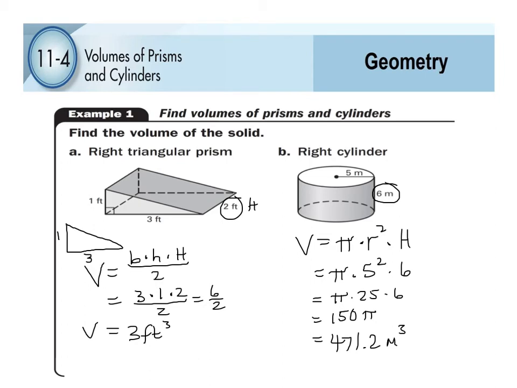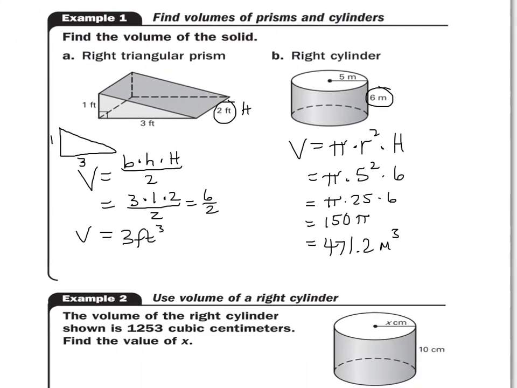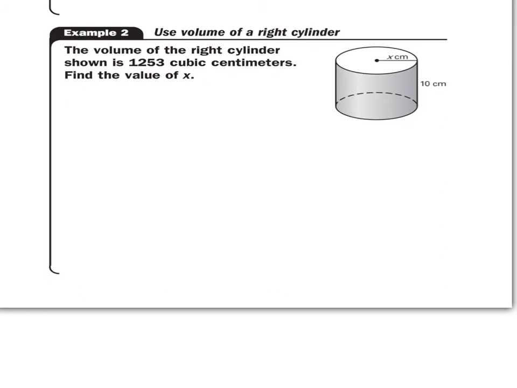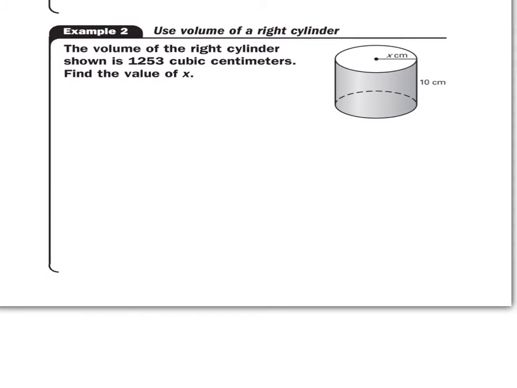Most of the time you're going to round everything to the nearest tenth, very similar to your surface area. Let's take a look at the third example now. They do this a little bit differently here. This says the volume of the right cylinder shown is 1,253 cubic centimeters. Find the value of x. Well, in this case, the x is the radius.